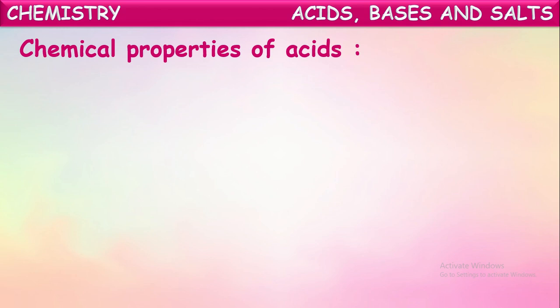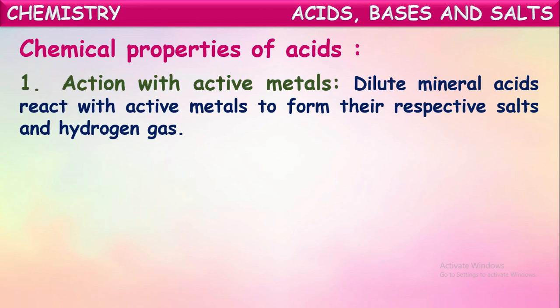Now let us go through the chemical properties of acids. First, action with active metals. We know there are so many metals. Out of those, some are more reactive, some are moderately reactive, and some metals are least reactive. About this activity and nature of metals, we are going to study further. Now, certain more reactive metals react with dilute mineral acids to form their respective salts and hydrogen gas.